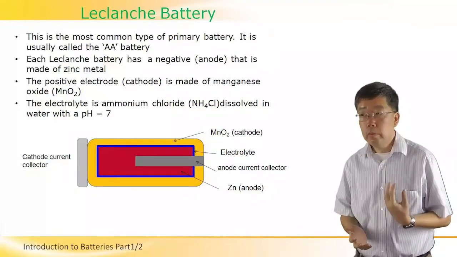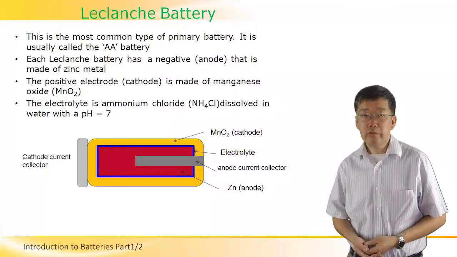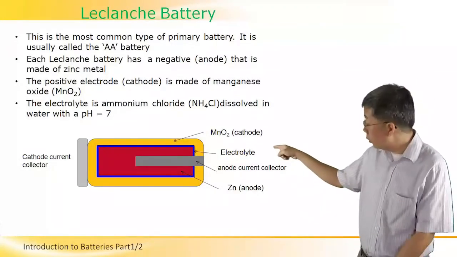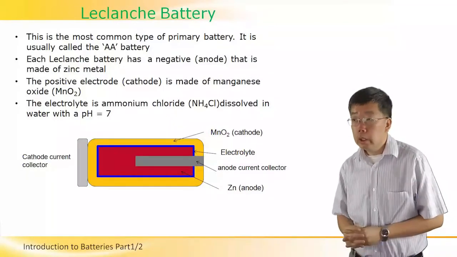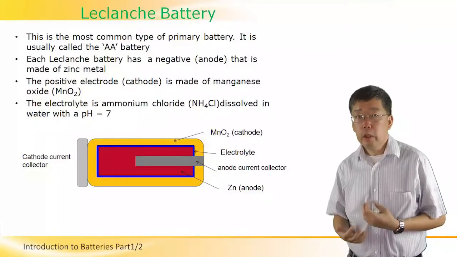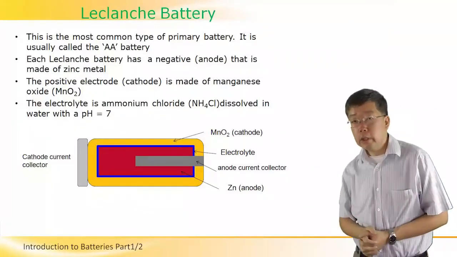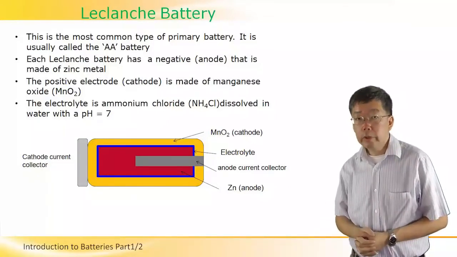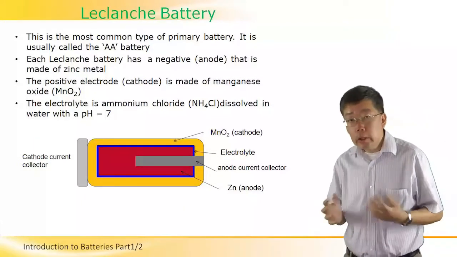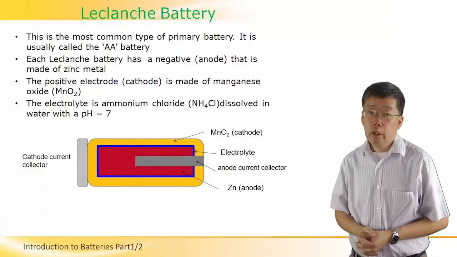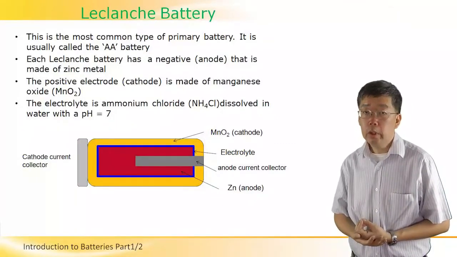And like what we said earlier on, the Leclanche battery has an anode which is negative, and it has a cathode which is positive. The anode in the case of the Leclanche battery is made of zinc metal, and this is indicated by the red region in the schematic diagram below. The positive electrode is made from a compound called manganese 4 oxide, or MnO2, and this is indicated by the amber region in this schematic diagram. And the electrolyte in the Leclanche battery is made from ammonium chloride dissolved in water. So this is what's called an aqueous electrolyte.